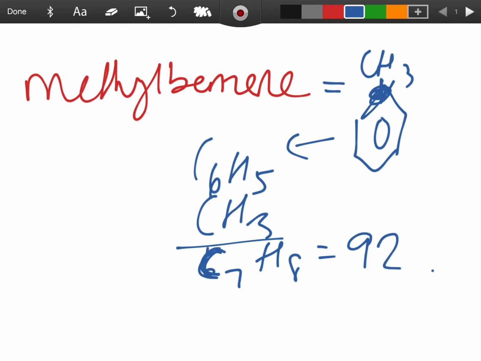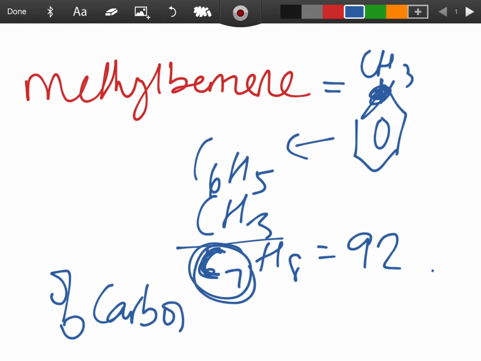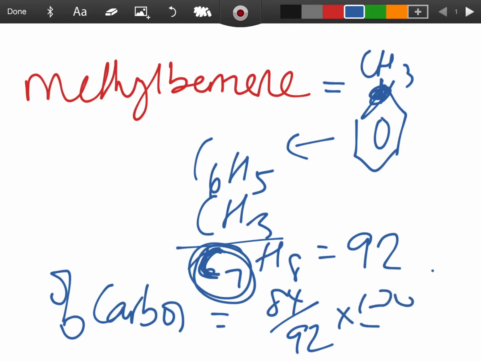Now, you're asked to calculate the percentage carbon. There's quite a lot of carbon. Look, there's 7 carbons, 7 12s. Each carbon is 12, so that's 84. Divide that by 92 and change to percent by multiplying by 100 over 1. And you're getting 91.3% as your answer.